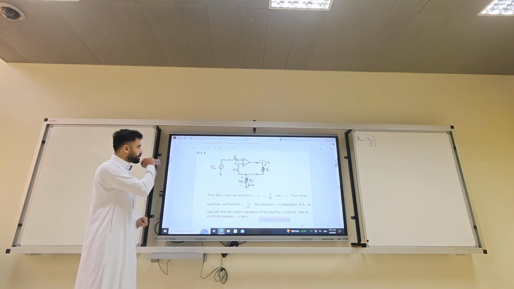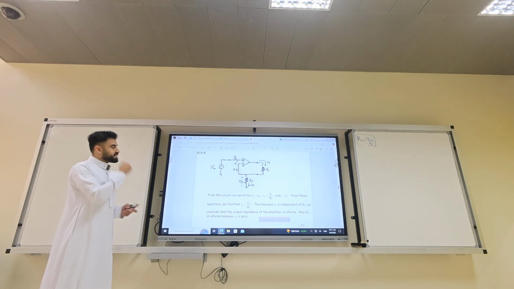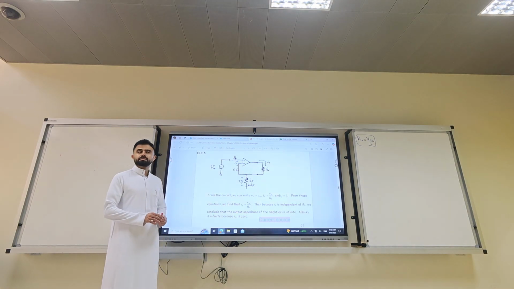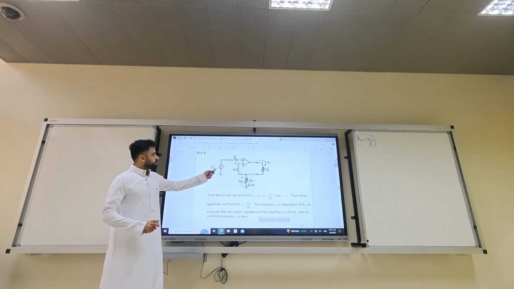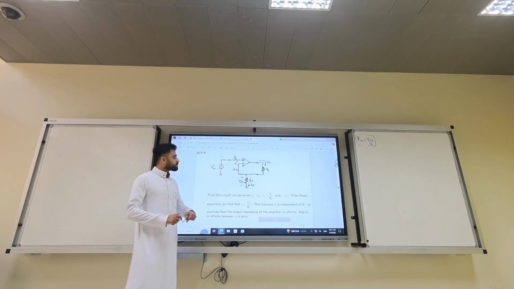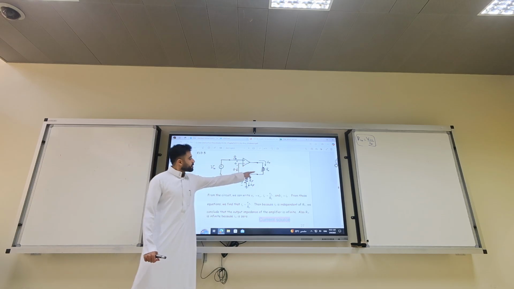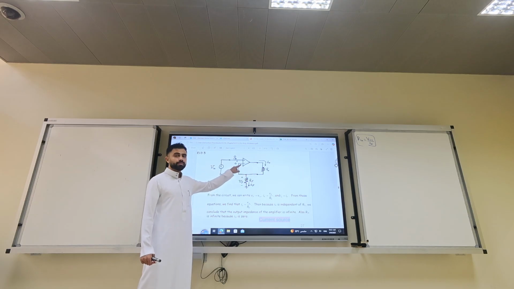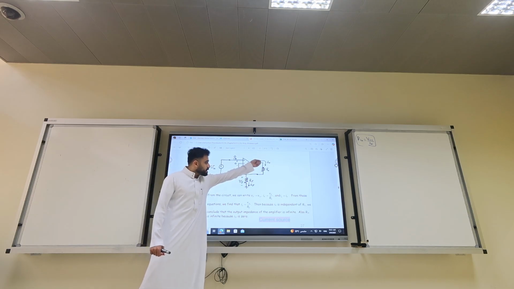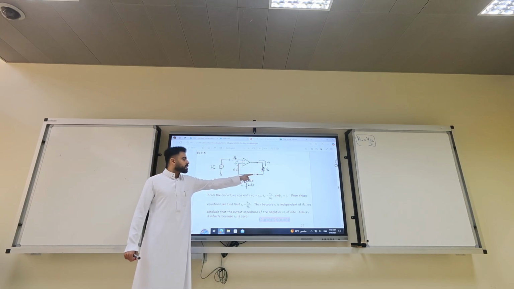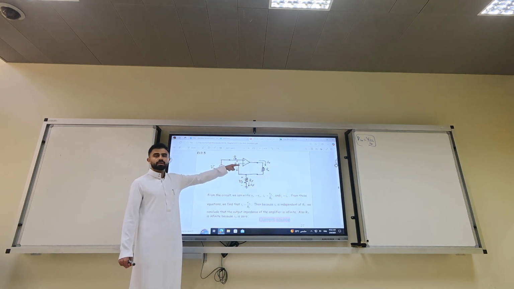Another interesting example. Is this inverting or non-inverting? It is non-inverting because the input is fed to the positive. Does it have a negative feedback? Yes, negative feedback. The output is fed back to the input. It doesn't mean literally the whole output. It tells you there is a path of resistors, capacitors, etc. that connect you back to the negative input.